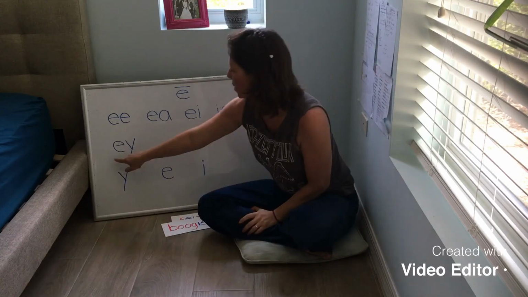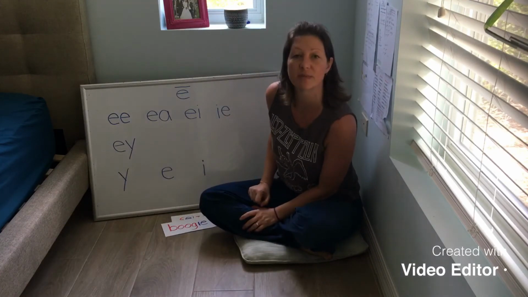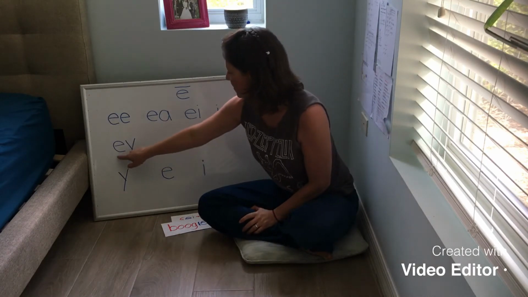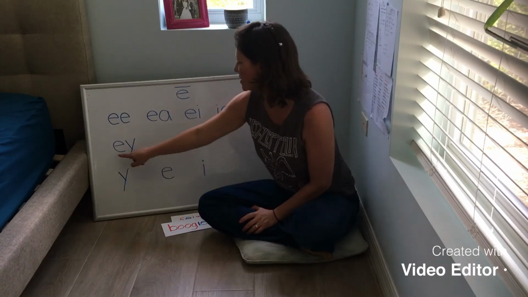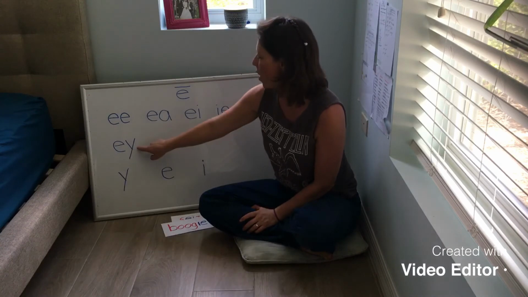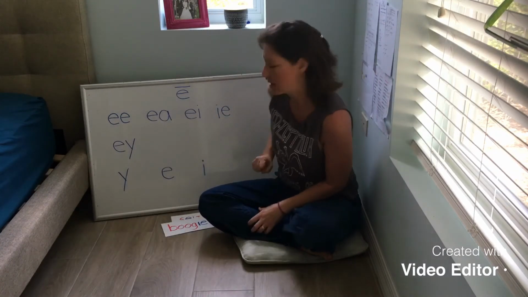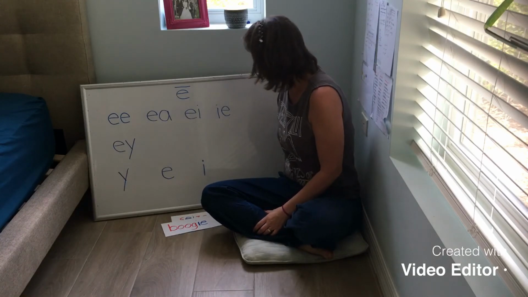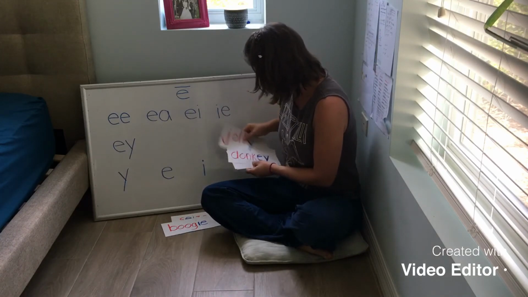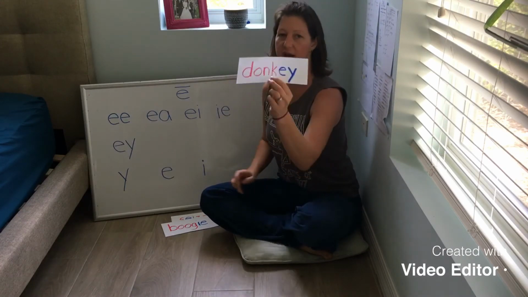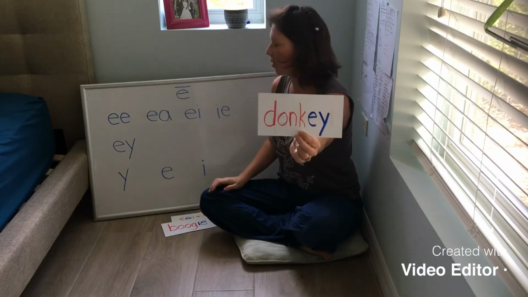On to the next row. Here is another team of letters making the E sound, but this time, well, it's a vowel consonant team, or you could say it's a vowel vowel team too, because the Y can be a vowel or a consonant. So I kind of put it in the middle here. So let's look at some words that have the E sound with E and Y.